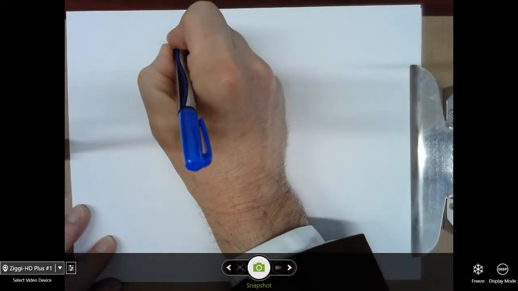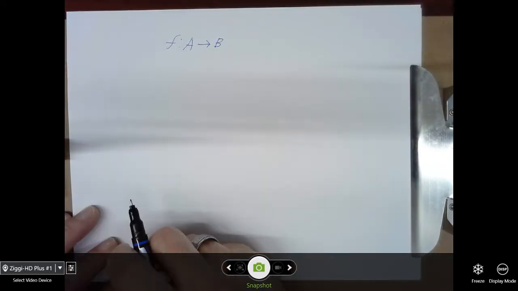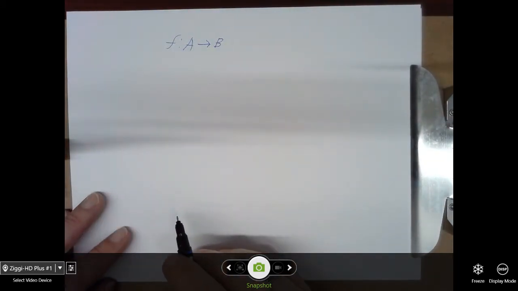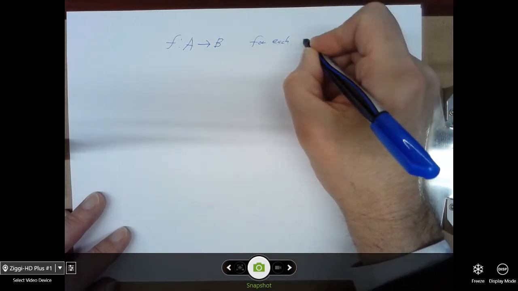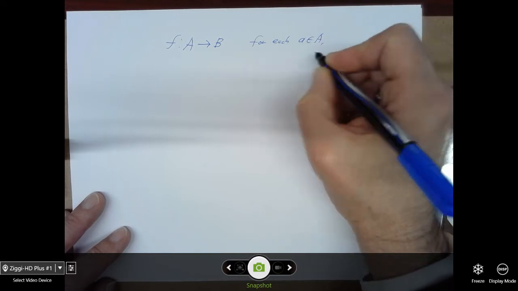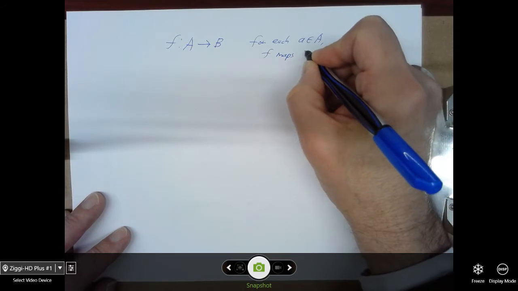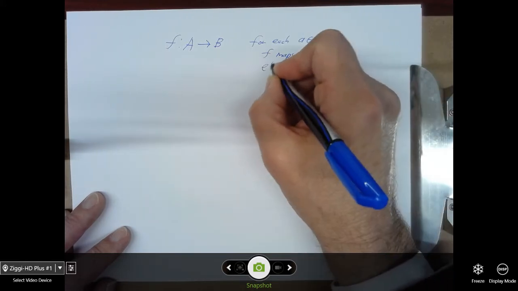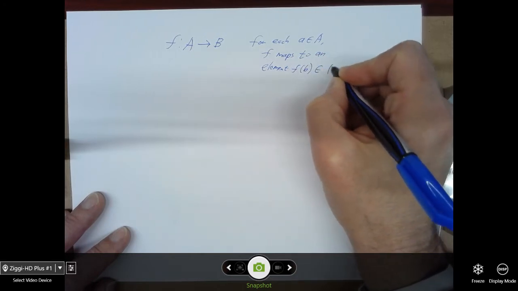So we had this definition of a function as a mapping or an association from elements of one set to elements of another set. So we write f goes from A to B, and for each element a in the set A, f maps to an element which we can write f of a, which is contained in set B.